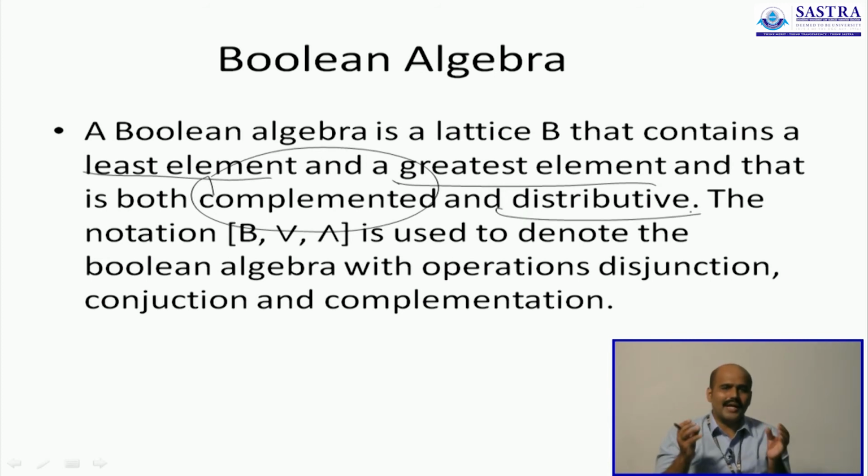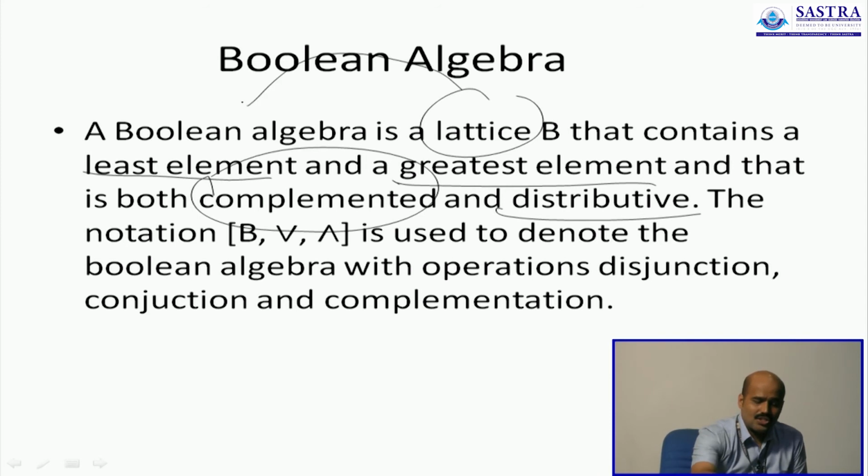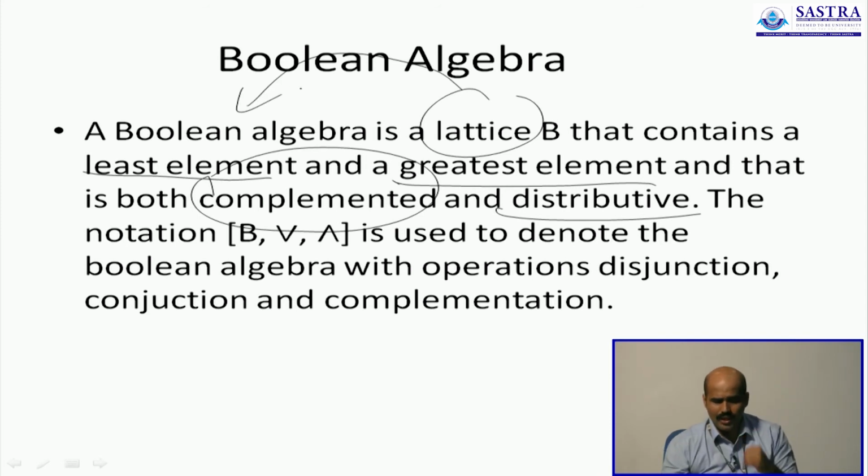Now whenever a lattice meets all the conditions, condition number 1, it should have both the greatest and the least element. Condition number 2, it should be a complemented lattice. Condition number 3, it has to be a distributive lattice. Now if that's the case, then your lattice gets the additional status as a Boolean algebra. It's called the Boolean algebra.